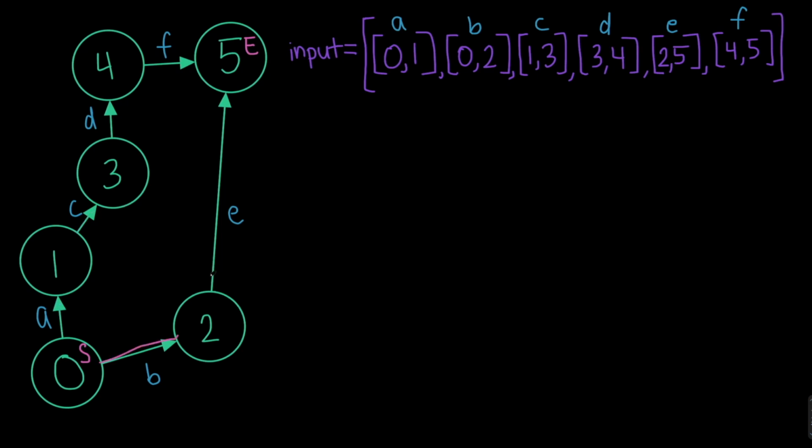If we go this way, you can see if we go from the 0 node to the 2 node, and then the 2 node to the 5 node, taking edges B and E, we only have a path length of 2. So that's actually shorter, and that is the shortest path here. That's not too difficult to see as a human, but doing it in code is not so trivial.